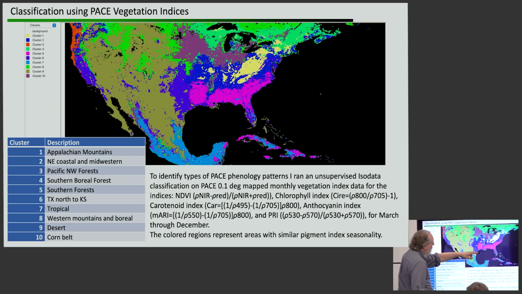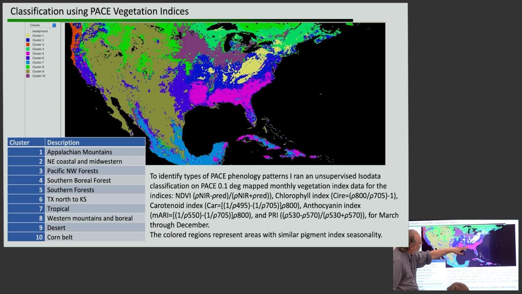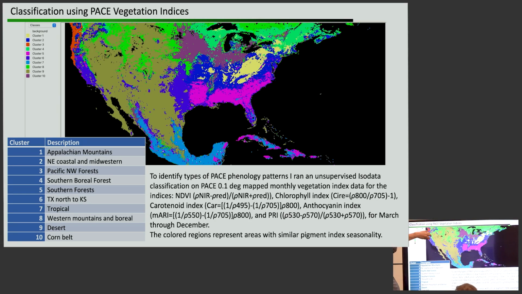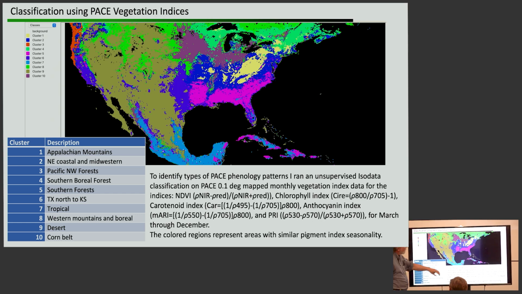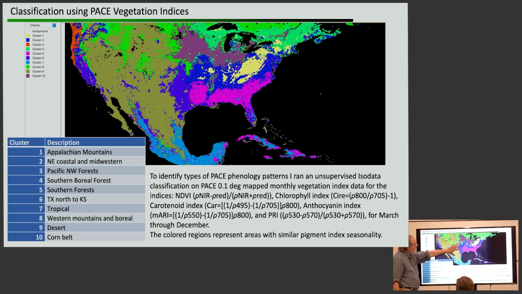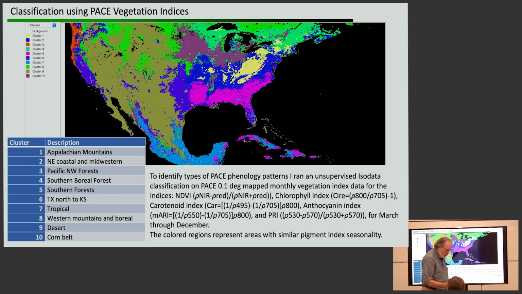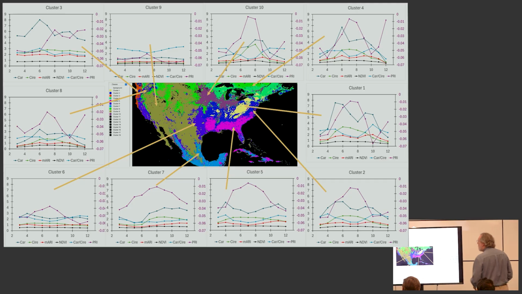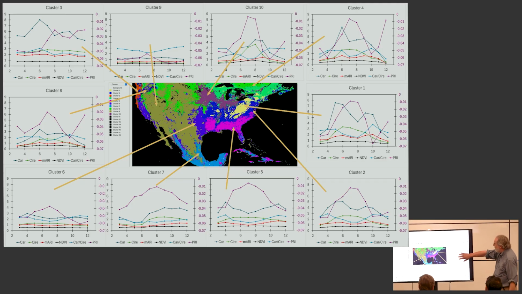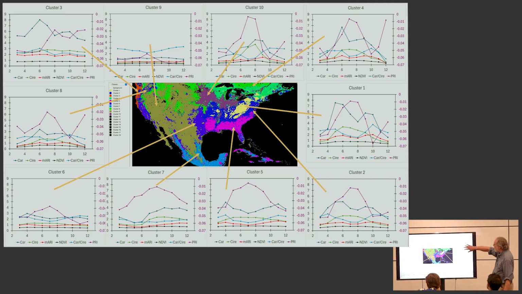You can see the southern pine forests, the Appalachians. You can see the Corn Belt clearly. You can see the evergreen conifers of the Pacific Northwest. You can see the tropical forests. These come out, and each one of these has with it defined characteristics of seasonal patterns of these indices.